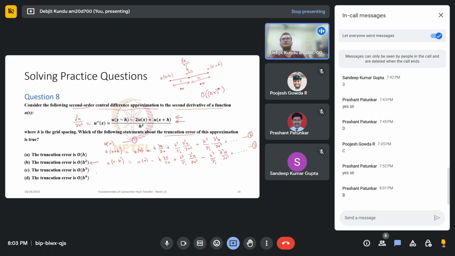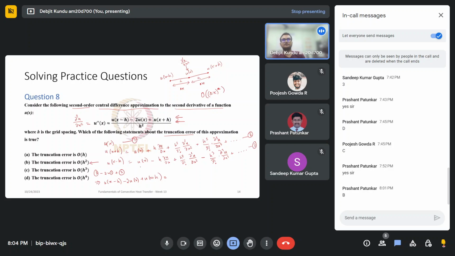So that should be equation 3 plus equation 2 minus 2 into equation 1. Right? So doing this would give me u(x-h) minus 2u(x) plus u(x+h) on the left hand side, which matches this numerator, and equal to, now we will deal with same order terms.